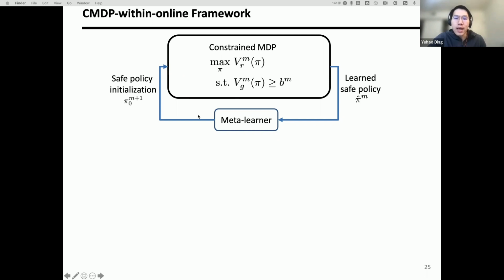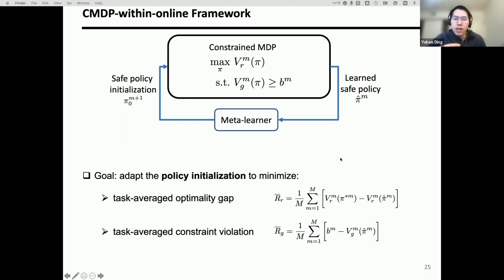And the meta-learner aims to sequentially update the meta-initialization for the future new task, given the knowledge of the learned safe policy on the previous tasks. And the goal of meta-safe reinforcement learning is to design a mechanism such that the task-averaged suboptimality gap and the task-averaged constraint violation are minimized. So in this metric, we are taking the average over the total number of episodes or total number of tasks.